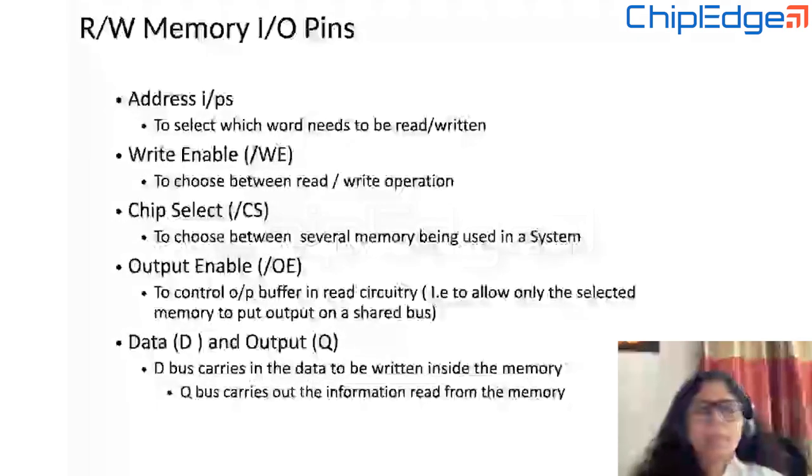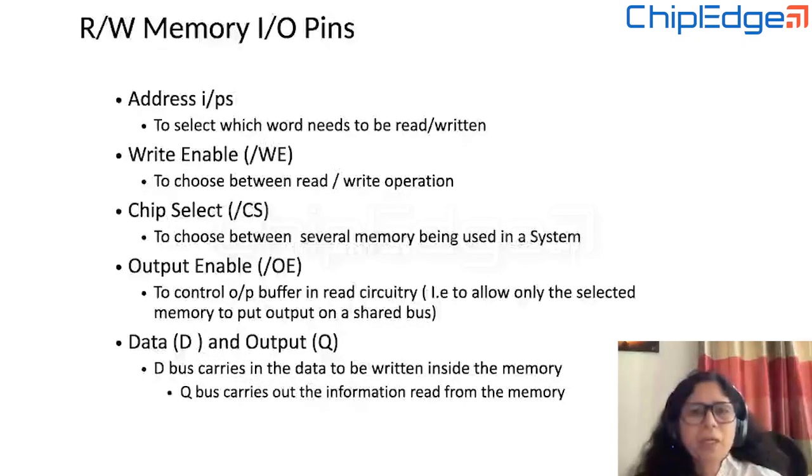So this was a typical memory's input and output pins. We have addresses to select what part of the memory, which word in the memory, we want to read or write. Then we have write enable, which helps us decide whether it's a read operation or a write operation. Chip select decides whether at all we need to use that memory as of now or not, because there could be several memories. So which memory needs to be read is a lot of times controlled using chip select.